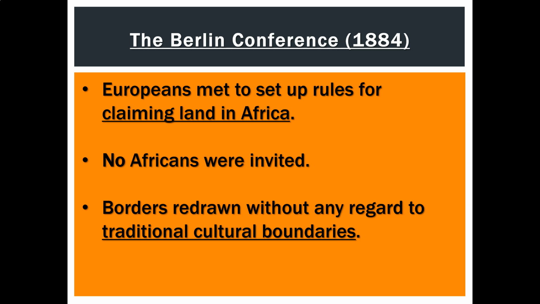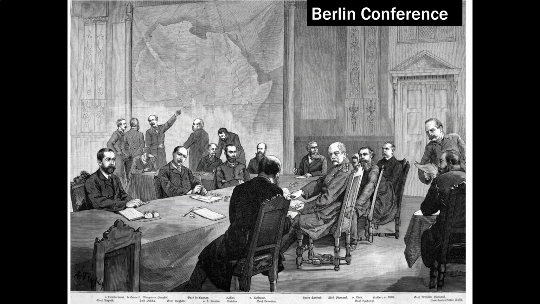That's, of course, going to set up a situation where there's going to be a lot of fighting. Or maybe the colony, two countries, Britain and France or something, end up dividing a group in half. And then you have this traditional ethnic group cut in half on a map artificially by the Europeans. So there you go. You got the Berlin Conference.